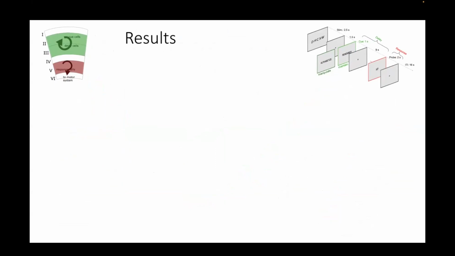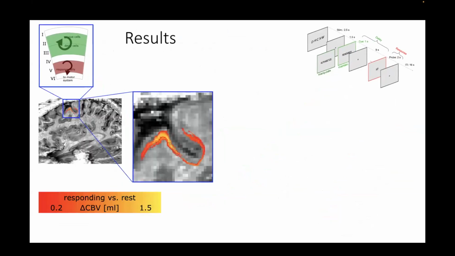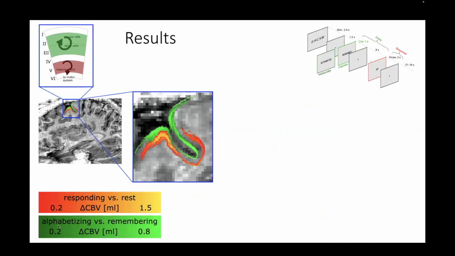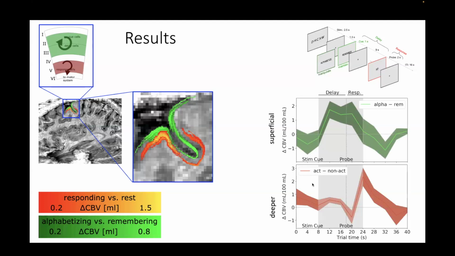So in conventional layer-dependent fMRI, what you do is just contrast the different task conditions and then look at, for example, the alphabetization versus remembering, or the responding time series, where you can then see and map out that the different response conditions are differently distributed across cortical depth. And if you're lucky, there were also distinctions across time points when these different parts of the trials were referring to the upper and deeper circuits.